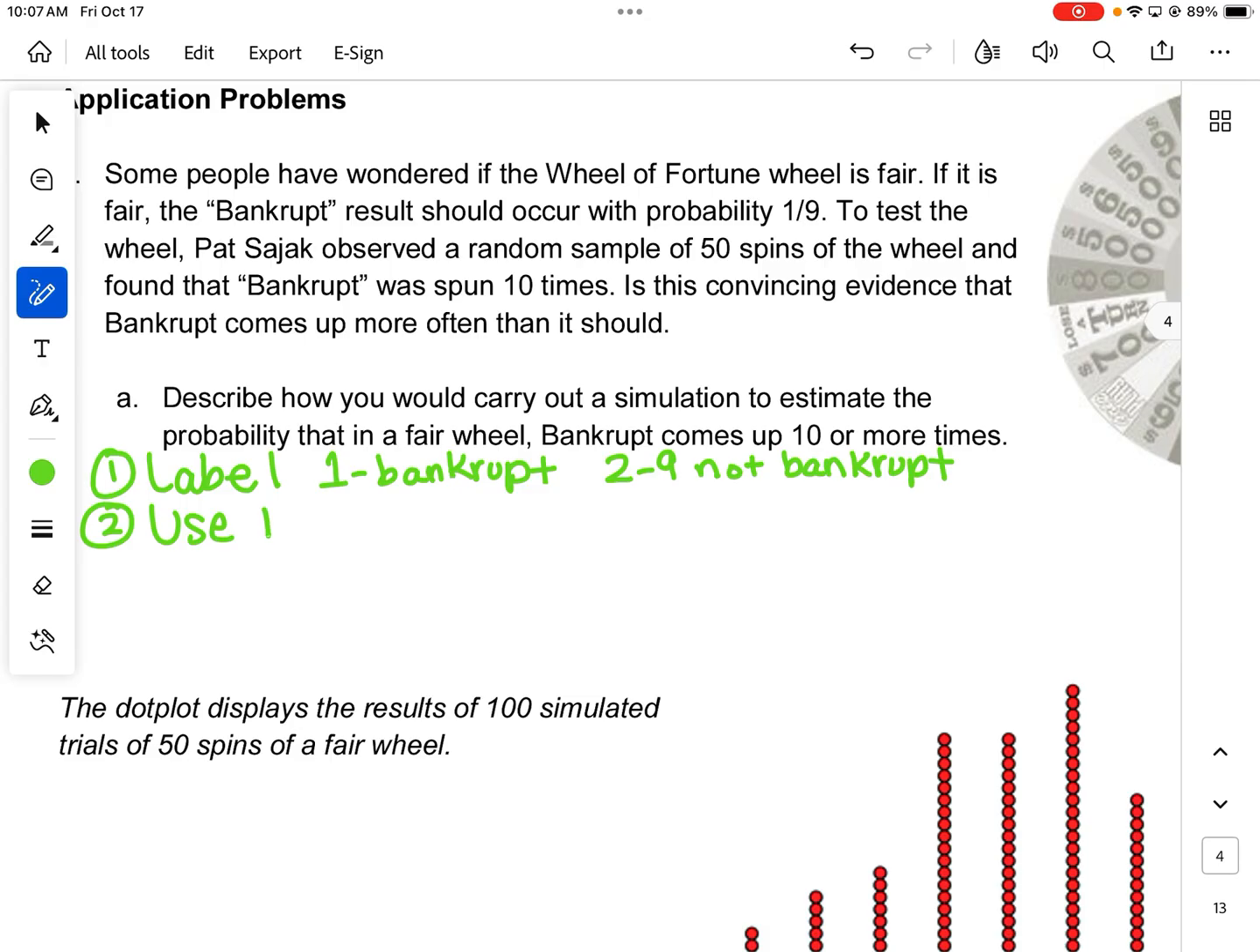And then I want to use the random number generator to generate numbers, and I only want the numbers 1 through 9. The ones that I'm concerned about are the ones that say bankrupt. So I'm just going to count the number of ones.